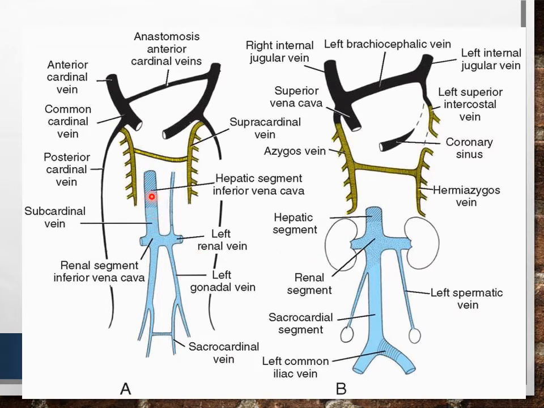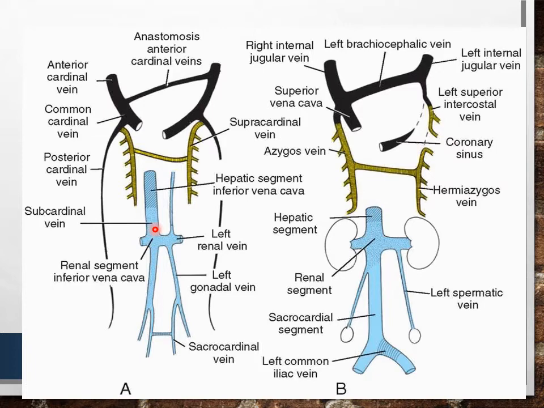Now the right side, this subcardinal vein, is going to form the renal portion of the inferior vena cava. So the renal segment of the inferior vena cava is going to be formed by this part of the right subcardinal vein. And you have already seen that there is the right hepatocardiac channel as well, which forms the hepatocardiac segment of the inferior vena cava, and then this is the renal segment of the inferior vena cava.